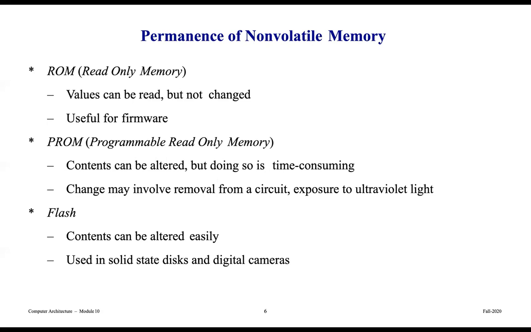Well, what are some of the types of permanence of non-volatile memory? The one type is called a read-only memory. Its values can be read but not changed. It's useful for firmware, and you probably have heard of the term firmware if you've worked some with computers. And the purpose is, this is like stuff that you can take to the bank. You can always default. You can put a system reset, a hardware reset, and it'll go back to what is programmed in the ROM.